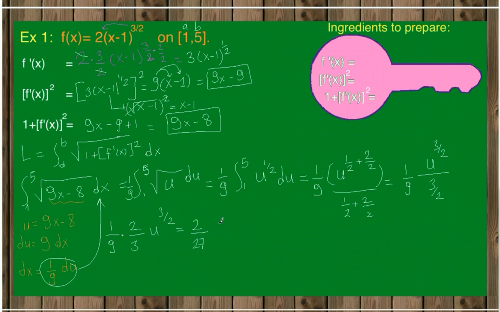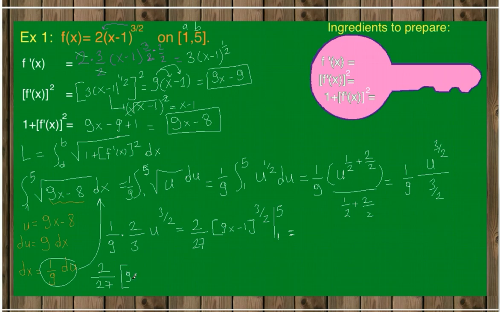What is u? u is 9x minus 8 raised to the 3 over 2, calculated from 1 to 5. Now we're going to plug in our upper boundary and lower boundary. Okay, we have 2 over 27 here. Let's start here, 2 over 27 in front. We're going to plug in our upper boundary here.